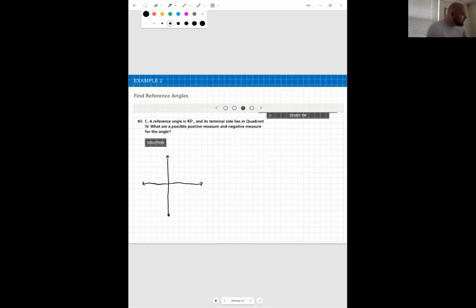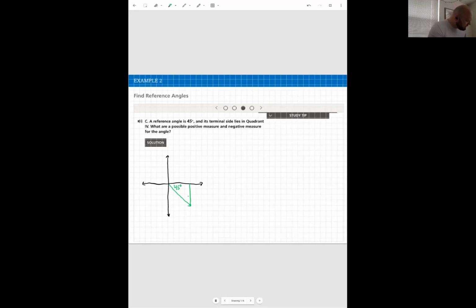Okay, let's draw a reference angle of 45 degrees. No, I don't really like that. I don't think I drew it well enough. Okay, so back up there, my reference angle is 45 degrees.